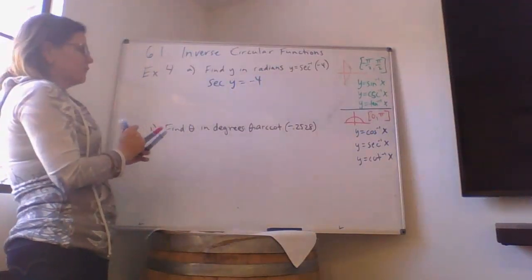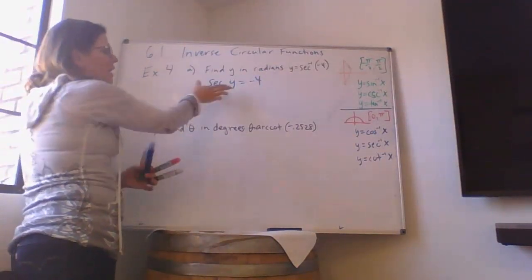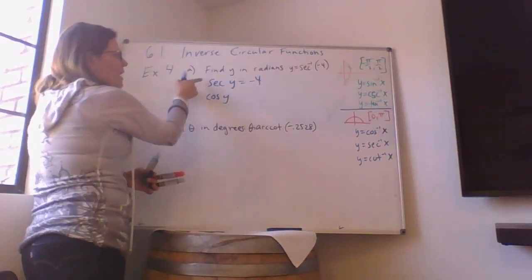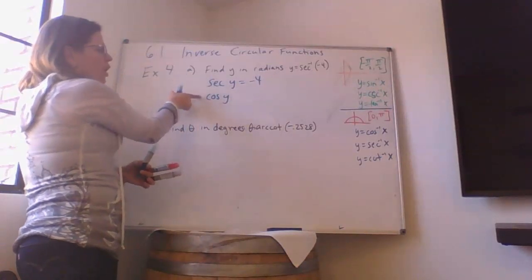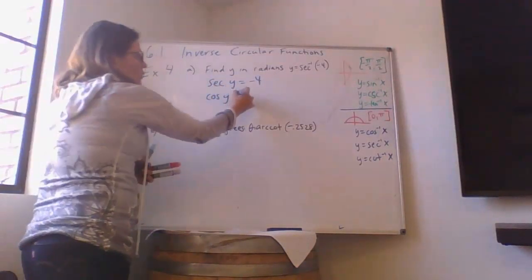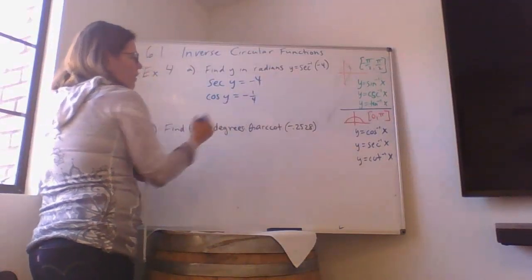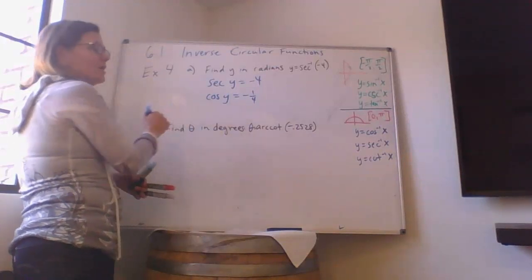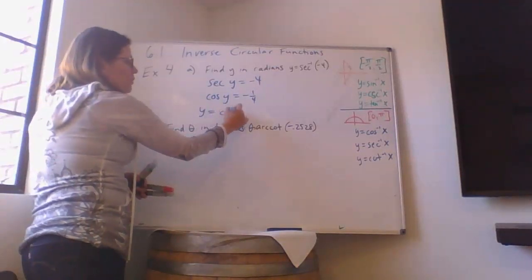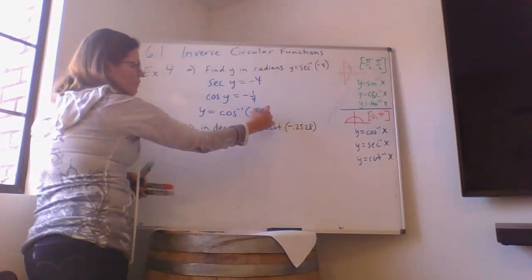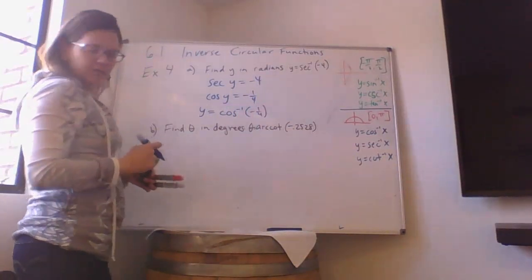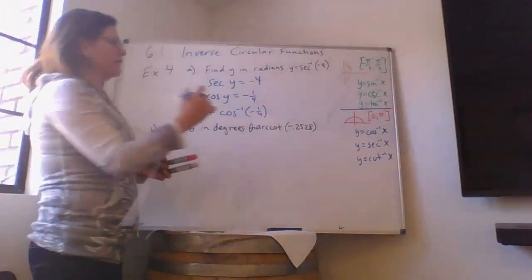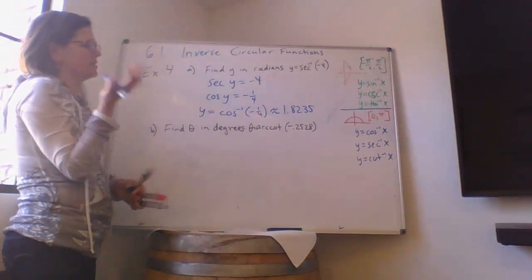Now we are able to convert this into a cosine because we have a regular secant function. So if I know my secant, my cosine is just the reciprocal of that. So we get cosine of y equals negative 1/4. Now I can go ahead and convert my cosine of y into an inverse. So y equals cosine inverse of negative 1/4. If I put that into my calculator, I get 1.8235. Now, one might ask, well, what does this even mean?